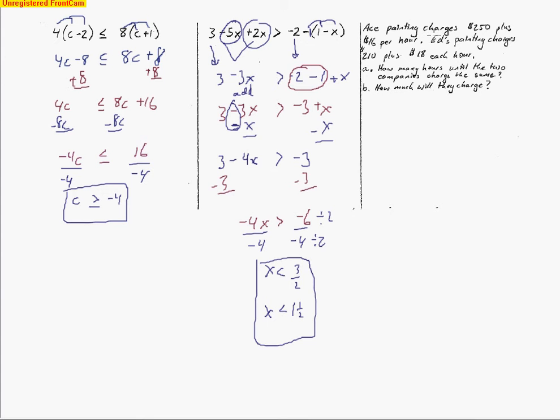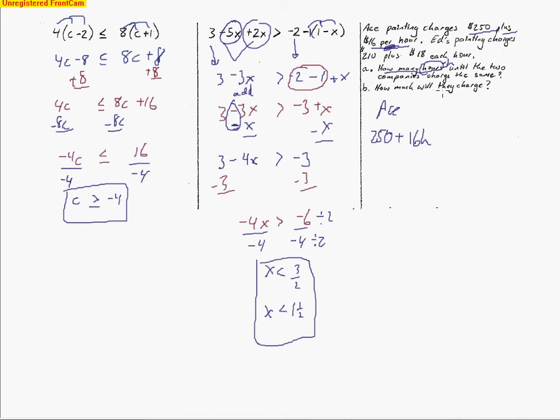Well, Ace Painting charges $250 plus, and then $16 per hour. Now, when you see the word per, that's where your variable goes, but we don't know that for certain until we see what the question is. How many hours? We don't know. See, there's your variable, h. And so let's set it up as $250 plus 16h. $16 times the number of hours.